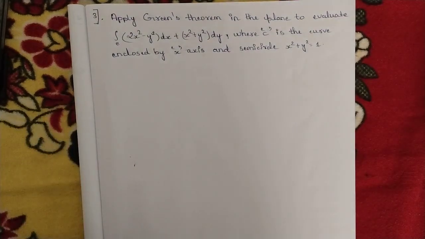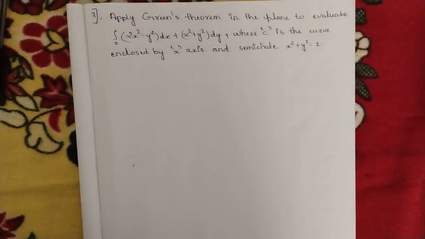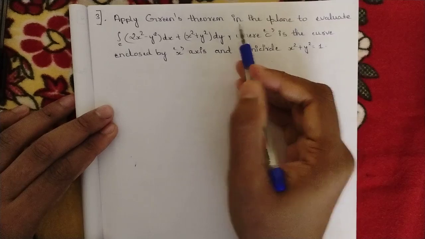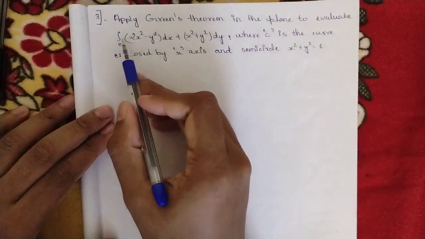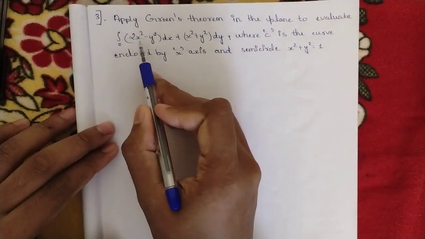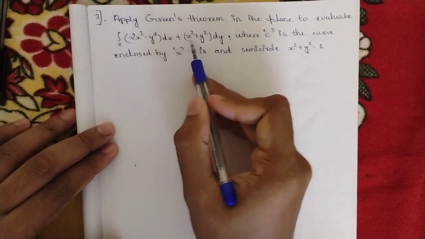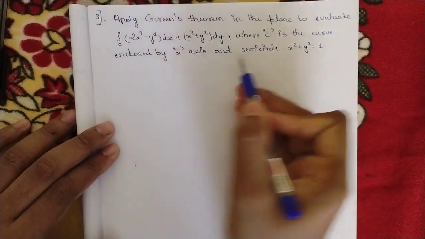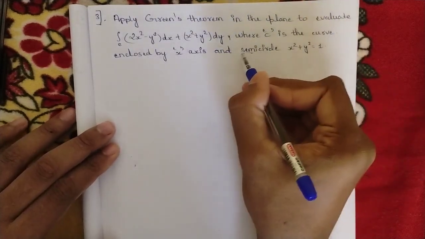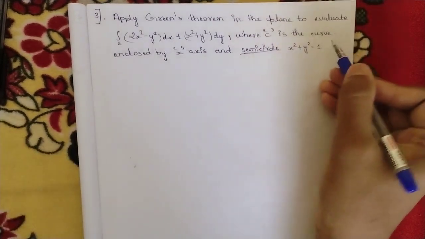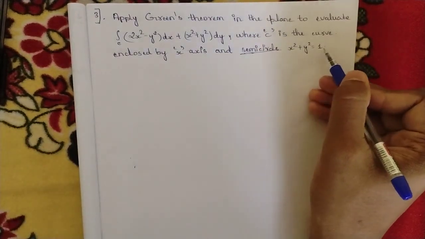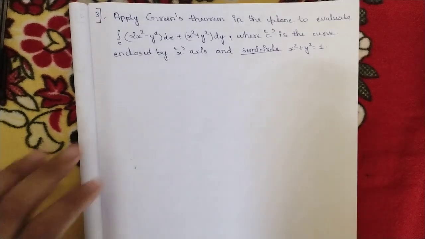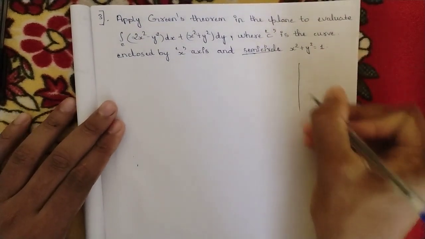So this is the next question. So the question is, apply Green's theorem in the plane to evaluate the closed line integral of 2x square minus y square dx plus x square plus y square dy, where C is the curve enclosed by x-axis and semicircle. They have given us the term as semicircle, and the equation for semicircle they have given it as x square plus y square equal to 1. Okay, so this is the question here. So according to the question, we should be drawing one semicircle, right? So let us draw that semicircle plot here.